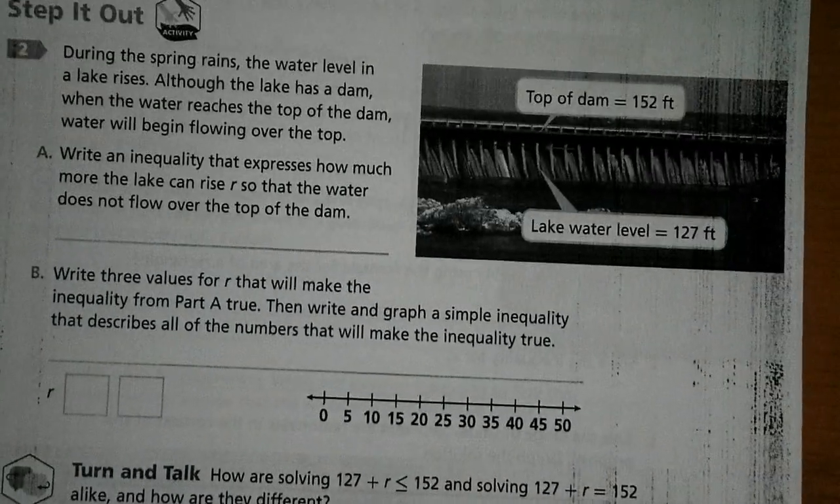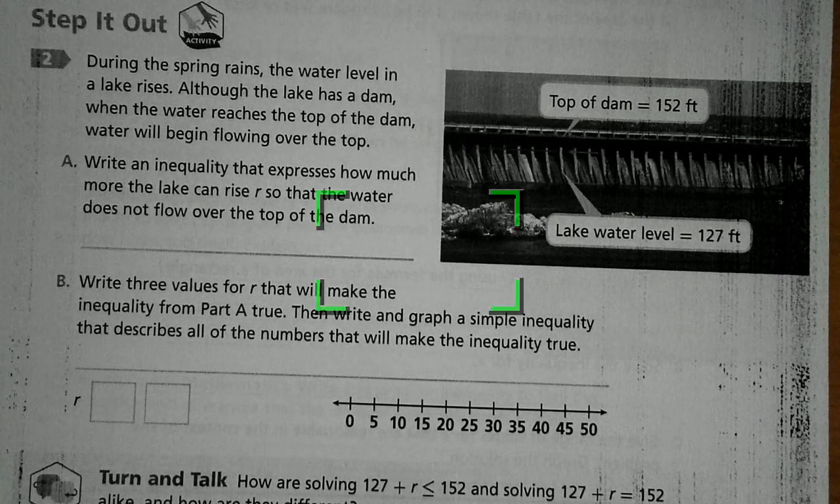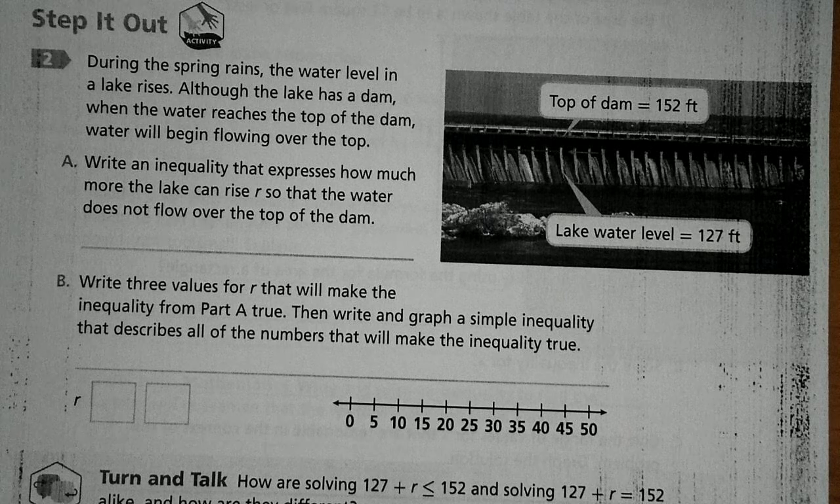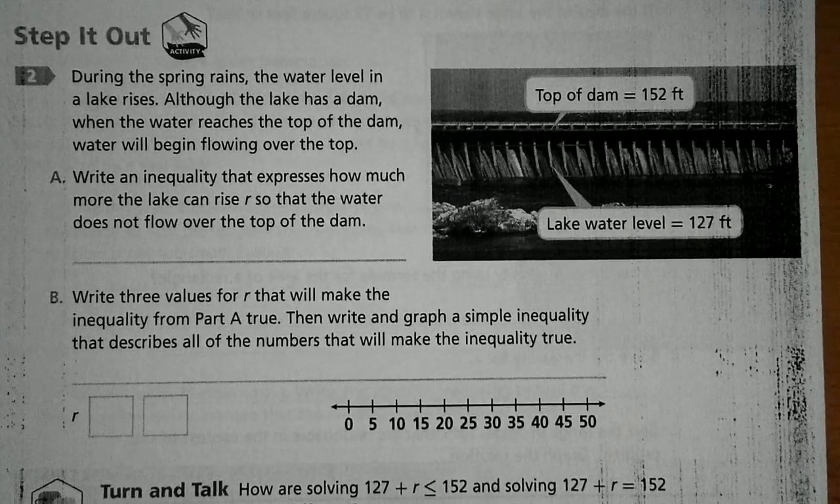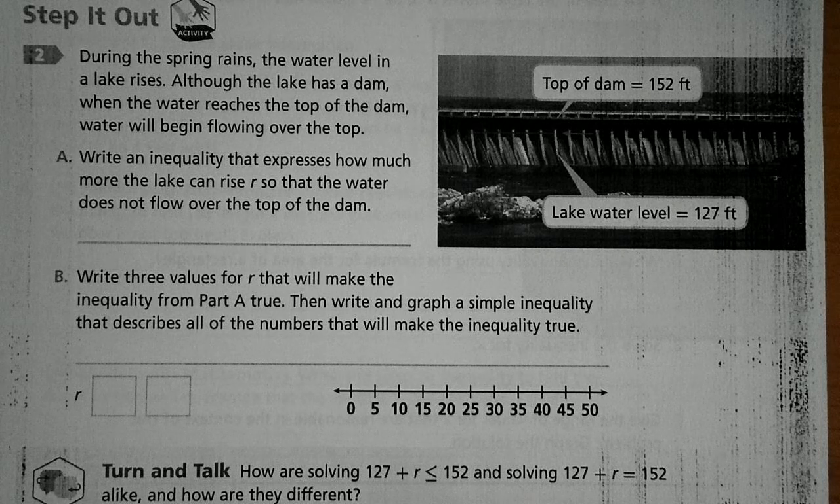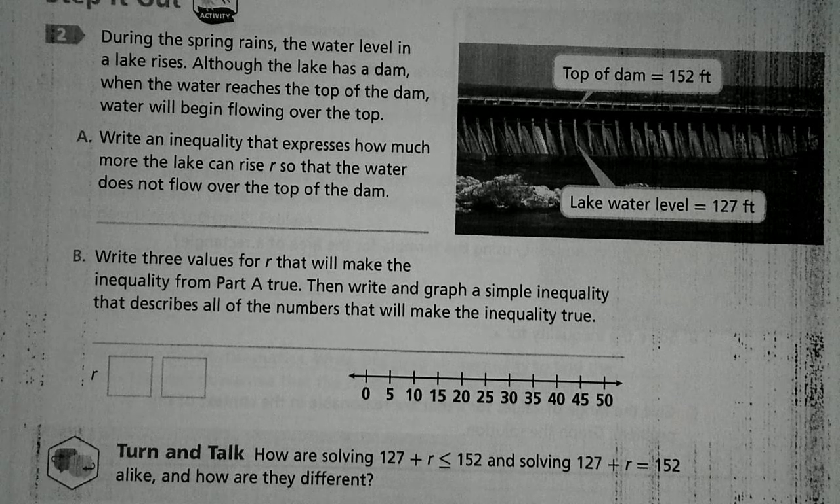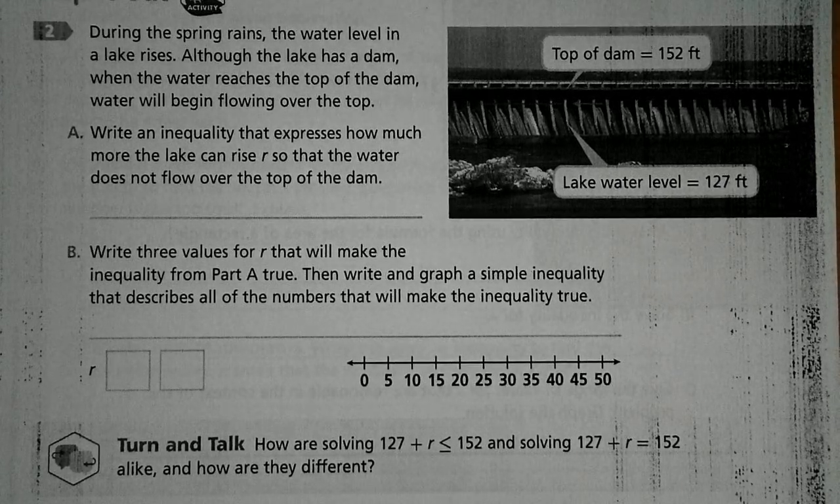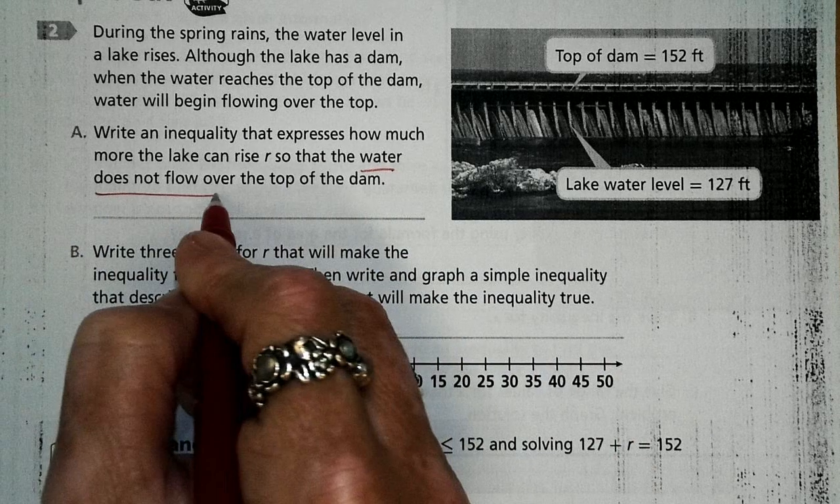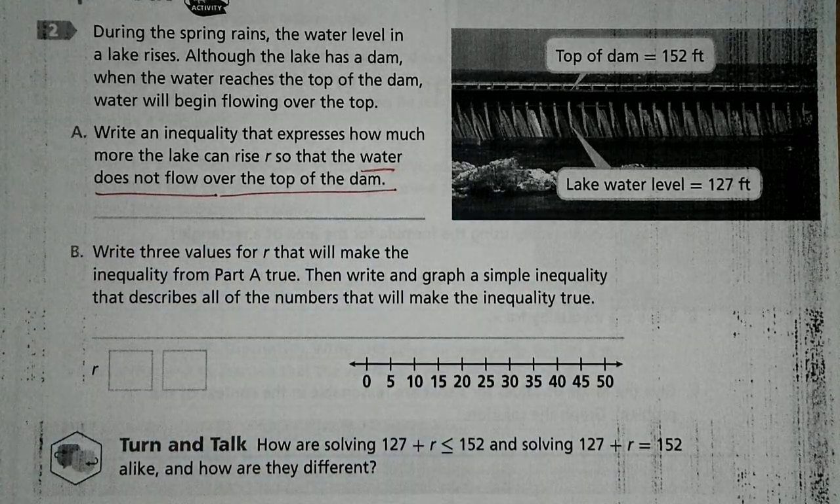to the step it out. All right, so now we're going to go step by step. During the spring rains, the water level in the lake rises. Although the lake has a dam, when the water reaches the top of the dam, water will begin flowing over the top. Write an inequality that expresses how much more the lake can rise R so that the water does not flow over the top of the dam.